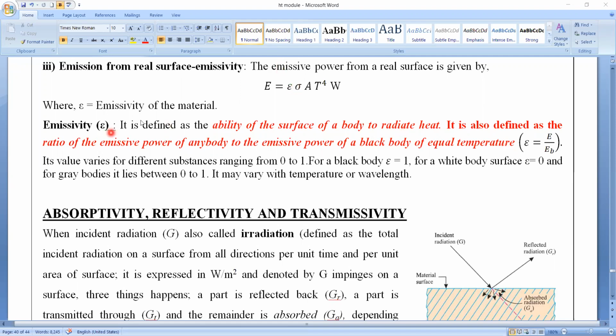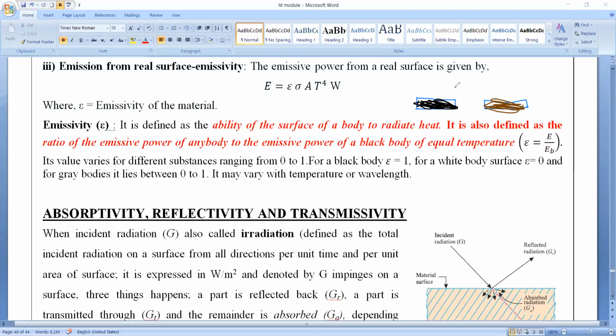Now, how to define this emissivity? Before that, let us consider two surfaces, surface 1 and surface 2. Let us assume the first body is a black body, and the second body is a non-black surface. Let us take it as a gray body.